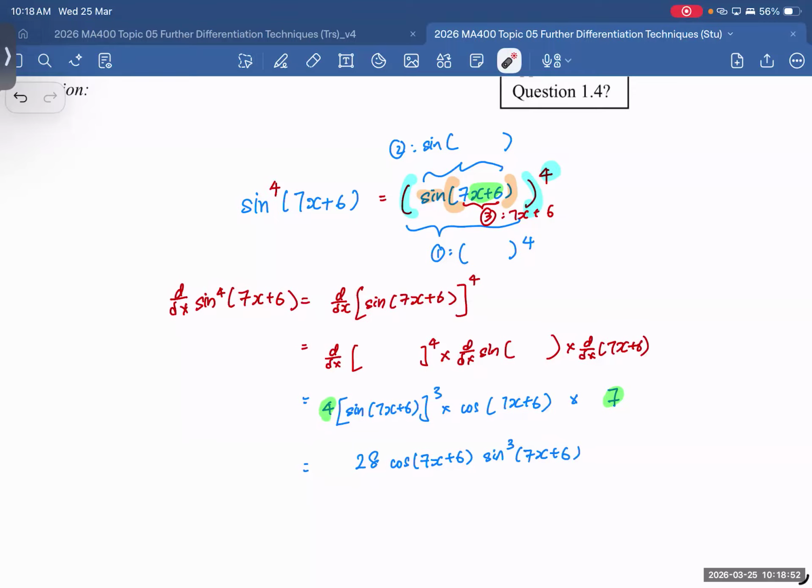So you differentiate layer by layer. 4 power something cubed. Differentiate layer 2, cosine power something. Differentiate layer 3, 7. And does anyone need me to go through again? I'm happy to do so. I will write down the answers to question 1.5.